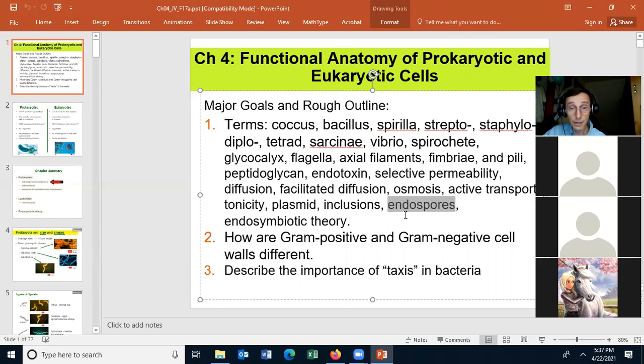All right, you do need to know how gram-positive and gram-negative cell walls differ, and we'll go into that in a little more detail. You already know that they differ in their thick versus thin peptidoglycan layer. There are a few other differences too. And then lastly, be able to describe the importance of taxis in bacteria. Any question about what we're doing?